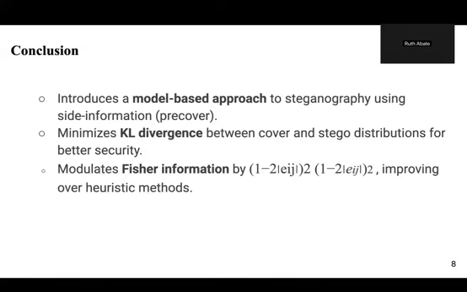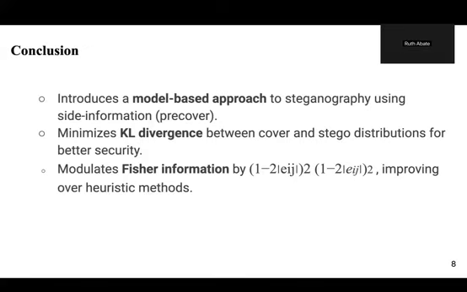In summary, this work demonstrates that relying on intuition alone is no longer sufficient for effective steganography. A more structured approach grounded in information theory and statistical modeling is needed to ensure long-term security. The introduction of side information through precovers, the minimization of KL divergence, and the careful modulation of Fisher information all contribute to a more secure and reliable steganography framework. This improvement marks a step forward in the field, paving the way for future research into even more advanced techniques.